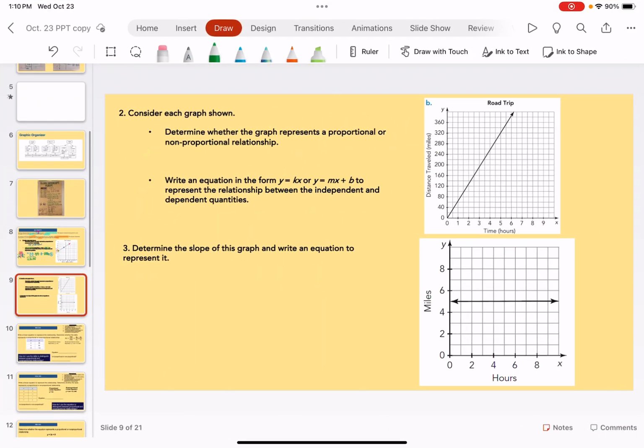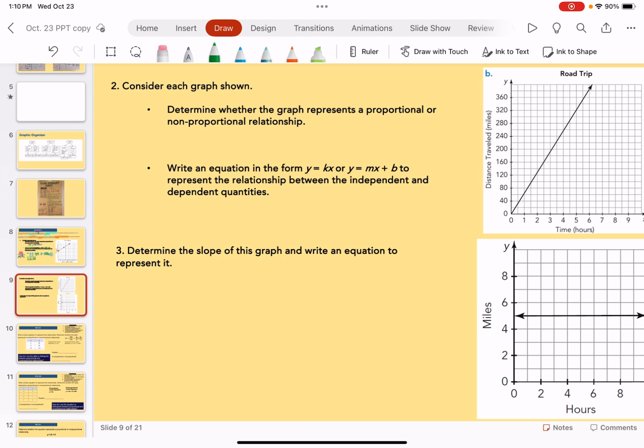Okay, so then we have question number 2. Consider each graph shown. Determine whether the graph represents a proportional or non-proportional relationship. So this graph right here is proportional. And it's proportional because it goes through the origin.